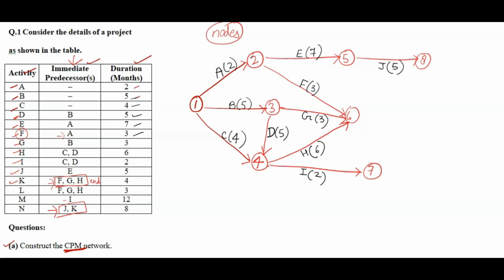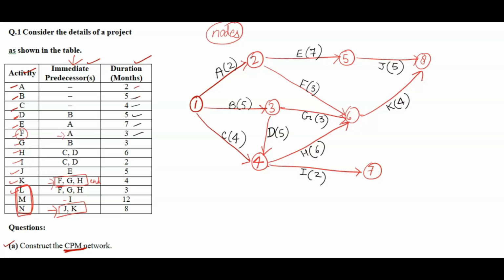So K we have to start from FGH, from here, and it will come till here to end with J, because for K and J the ending node is the same. So for K the duration is 4. Then there is L next, right? L will start from FGH. L is not the predecessor anywhere. If you see, LMN is not the predecessor of any activity, which means these three will end at the same place.